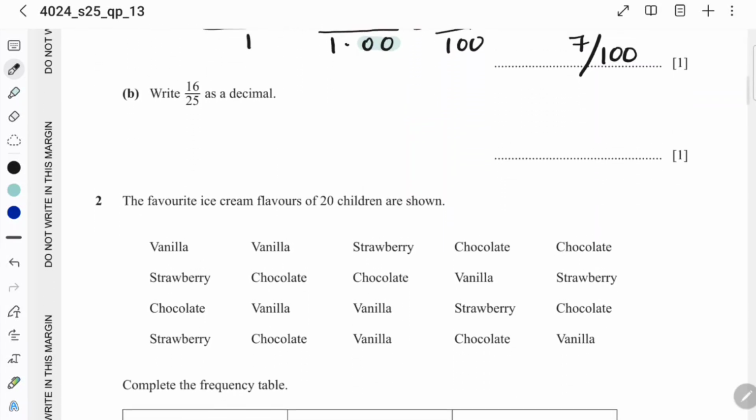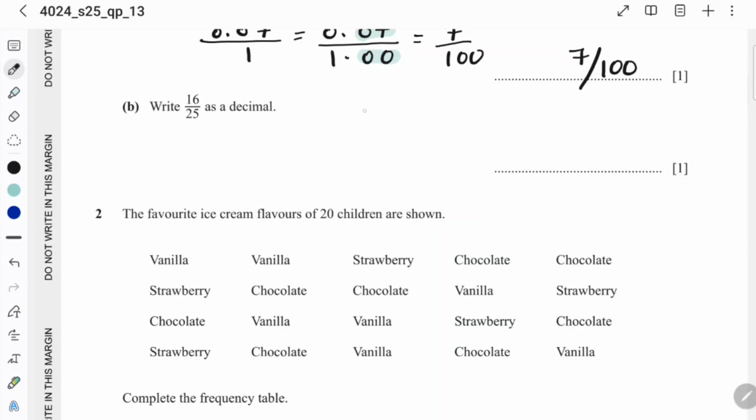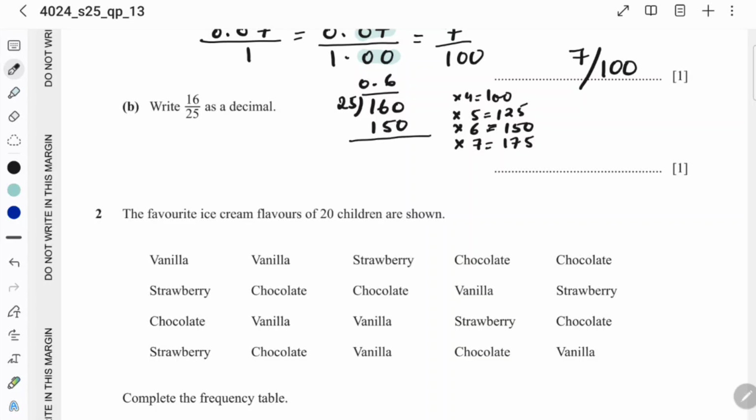Write 16 over 25 as a decimal. So I'm going to divide 16 by 25. 16 is a smaller number, so I have to put a decimal and write down 160. We know that 25 times 1 is 25, 2 times is 50, 3 times is 75, 4 times is 100, 5 times is 125, 6 times is 150, and 7 times is 175, which is bigger than 160. So I have to stop at 6, which is 150.